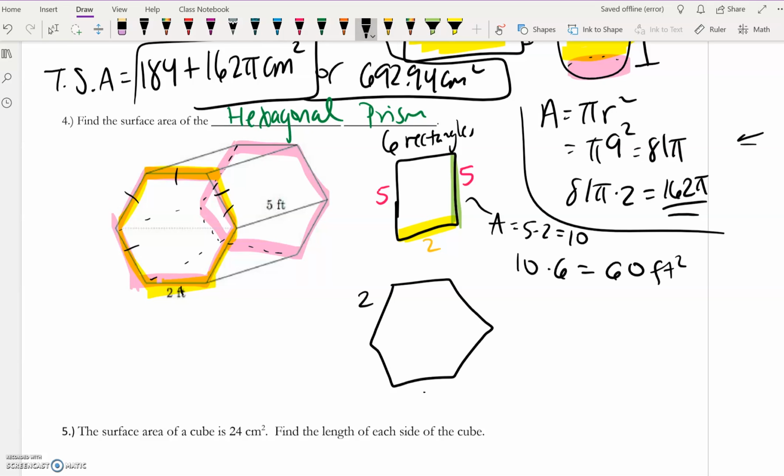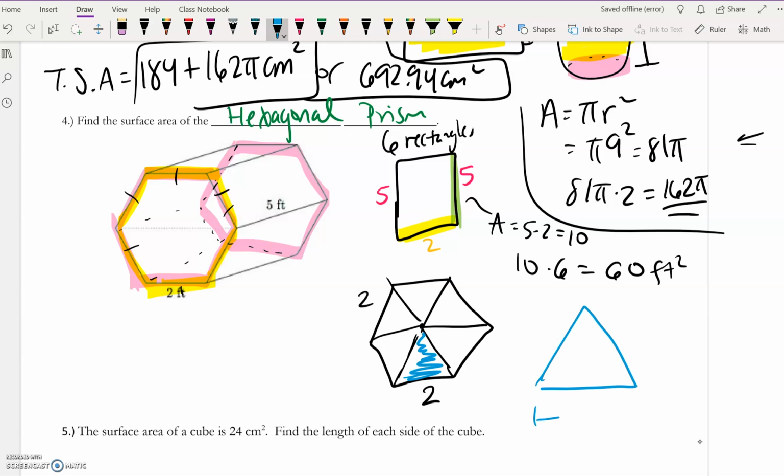Let's see, my hexagon, I have that this side is 2. Remember, if we want the area of a polygon, we've got to cut it into triangles. Think of it like pizza slices. And we first find the area of one singular triangle. So let's find the area of this triangle that I'm going to make blue over here.